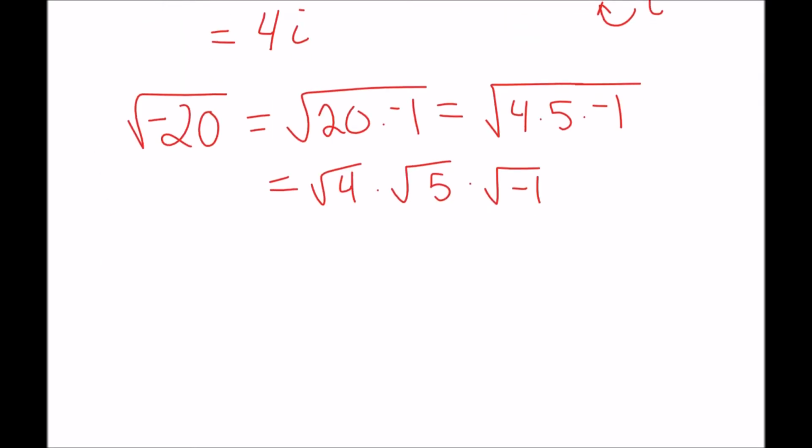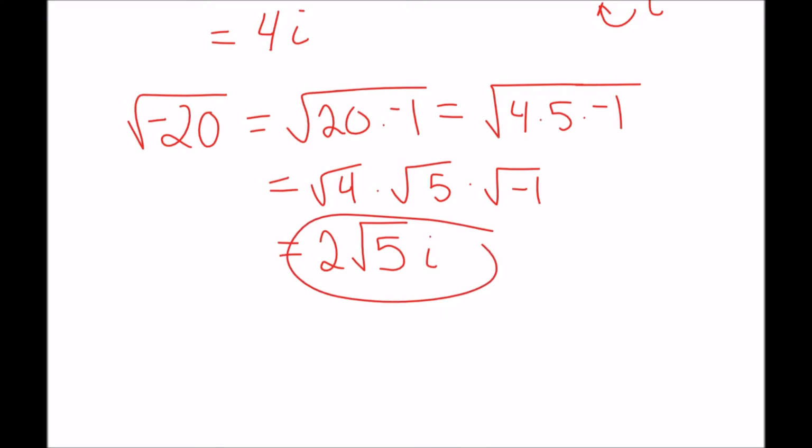And we can go further and say the square root of 4 we know is 2, and then we know the rest of this is square root of 5 because that does not become a whole number if you square root it. And then we can say that the square root of -1 is i. And that is our answer. Kind of looks a little funny, but that's how it goes.